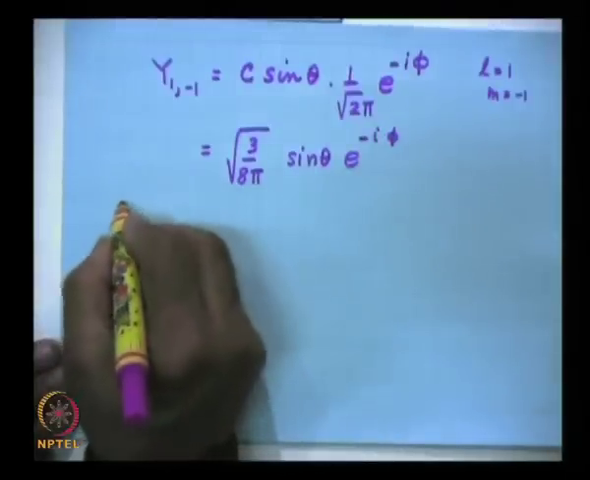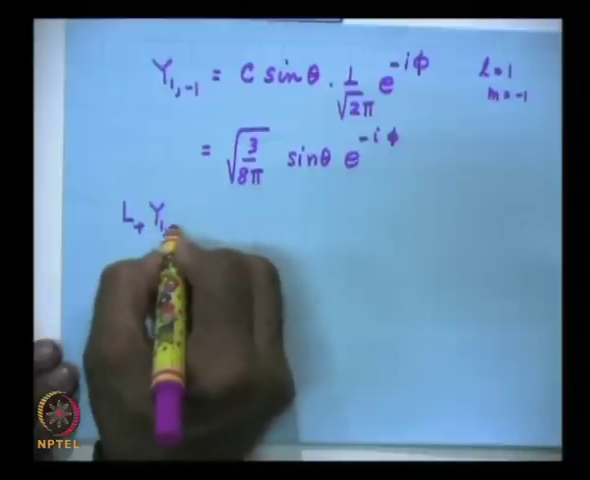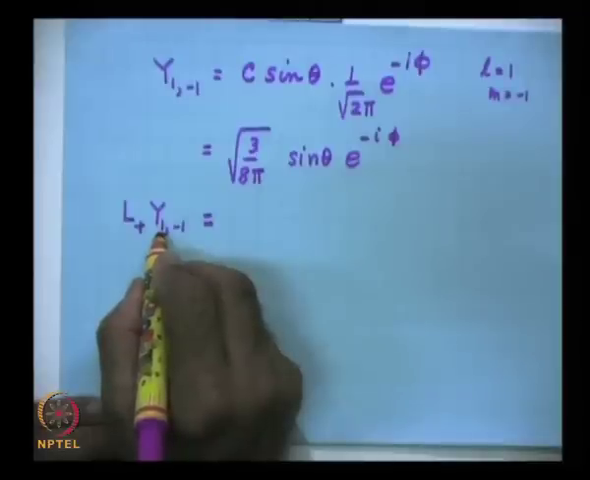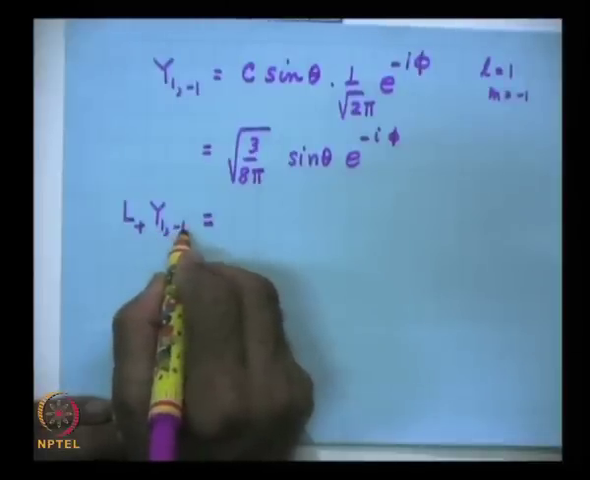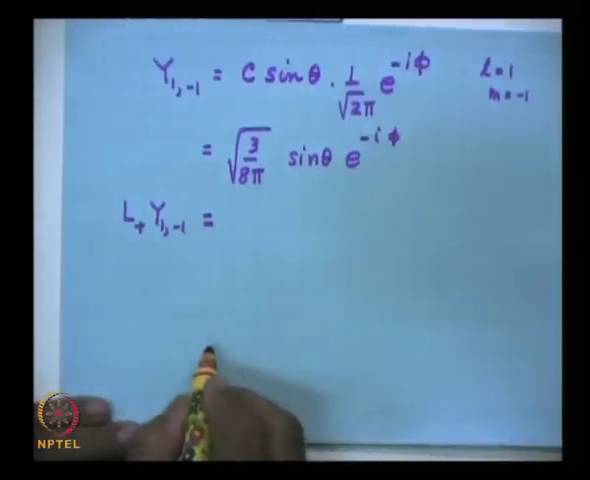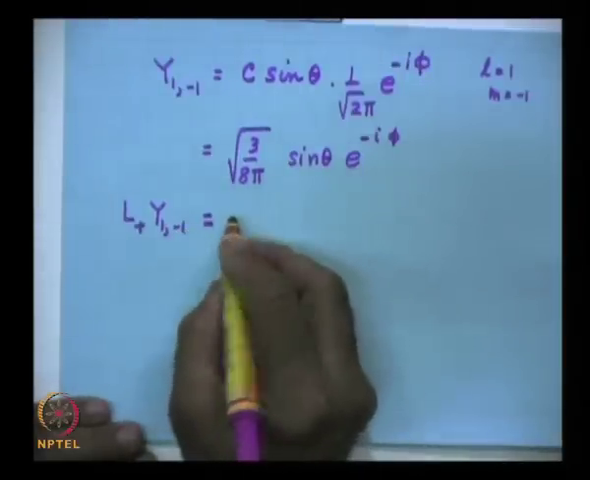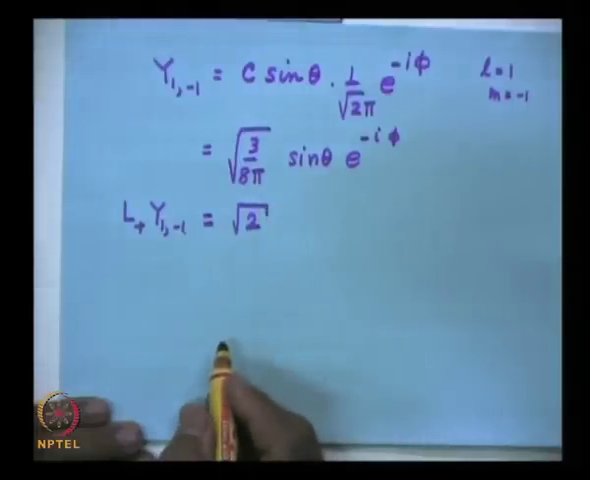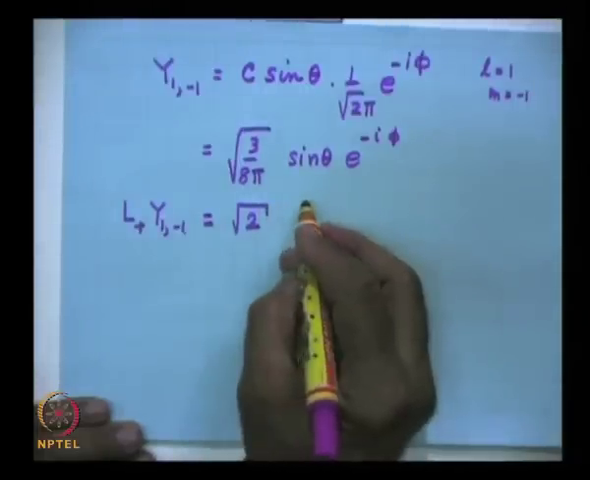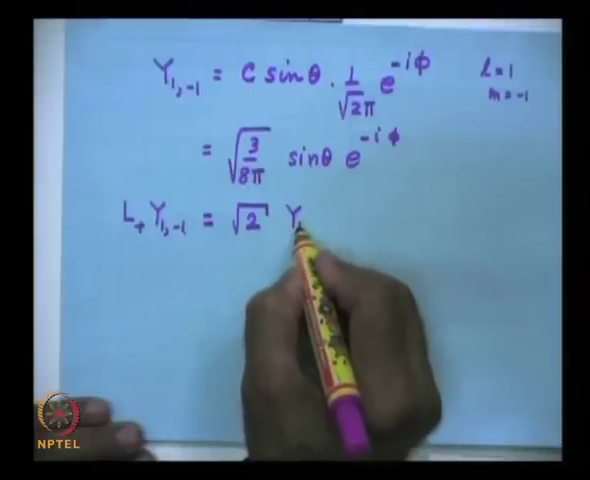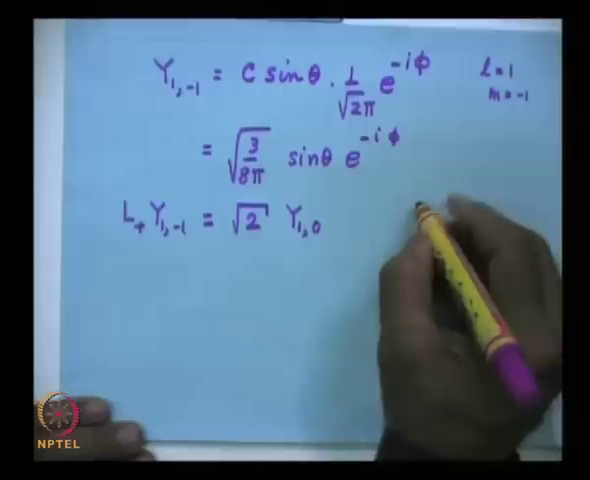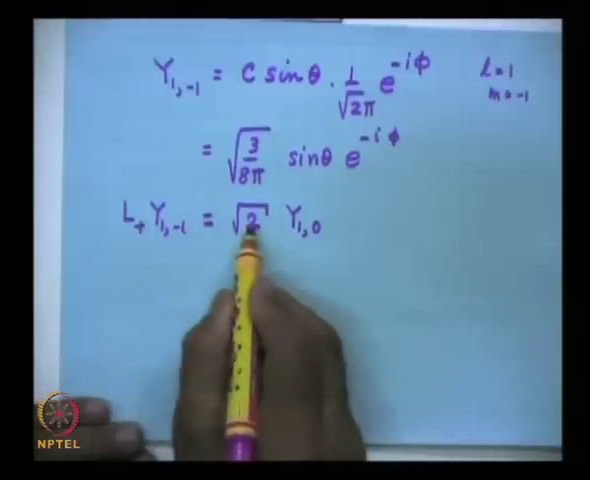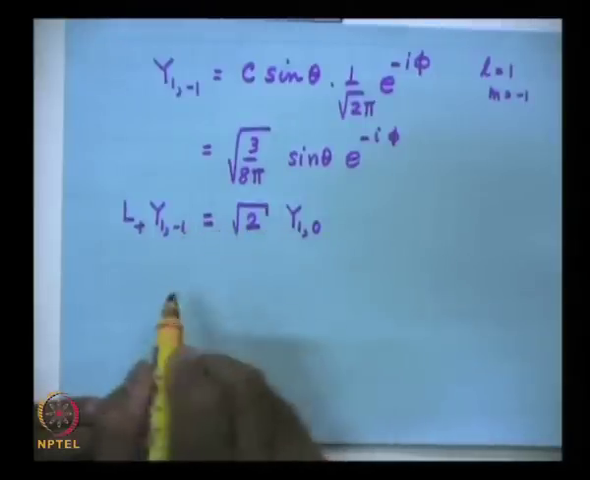Now, you have L plus Y_{1,-1}. This will be equal to the square root of (j minus m)(j plus m plus 1). If you substitute the values, this will be equal to root 2 times Y_{1,0}, because j minus m will be 1 minus minus 1, that is 2, and j plus m plus 1 will be just 1.